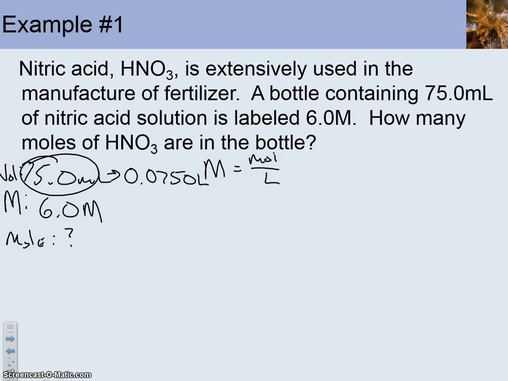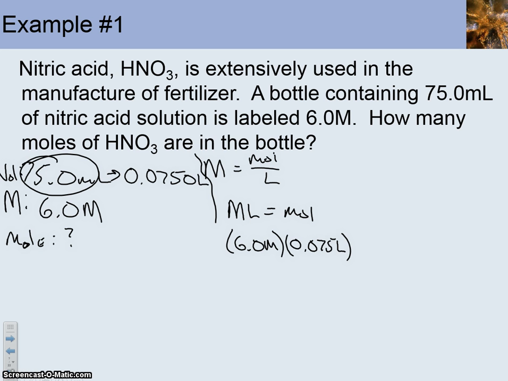Since I'm trying to solve for moles, I usually like to do the algebra before I plug numbers in. So if I multiply each side by liters, I get molarity times liters equal to moles. And then my molarity was 6 M, and my volume was 0.075 liters.